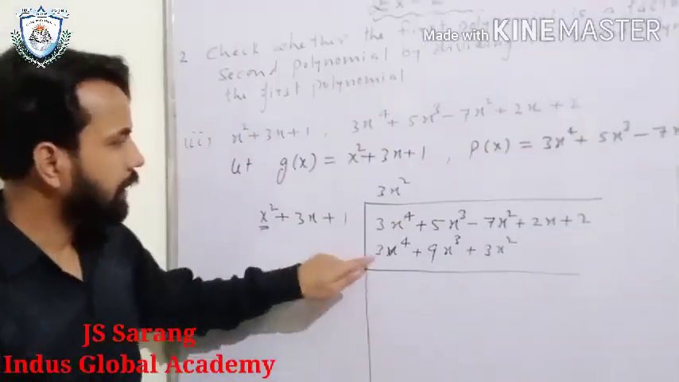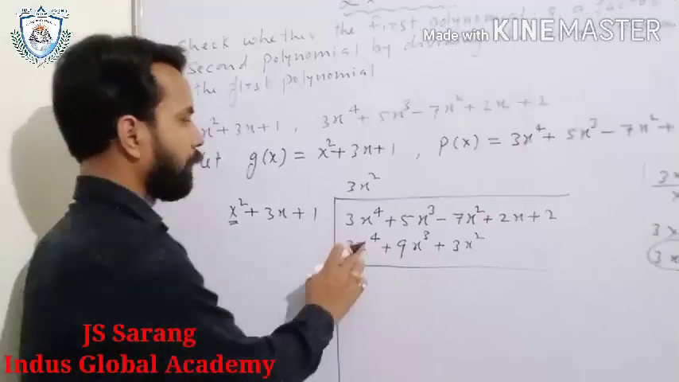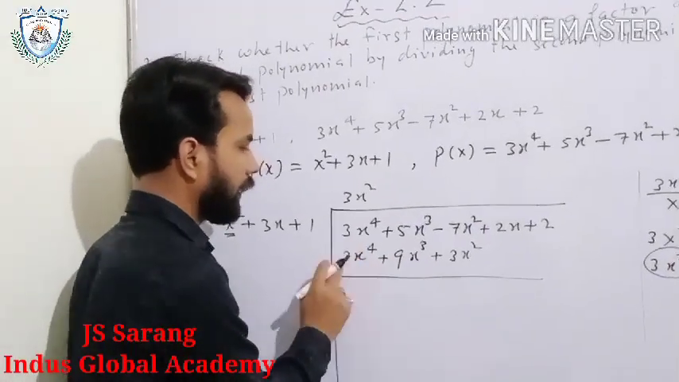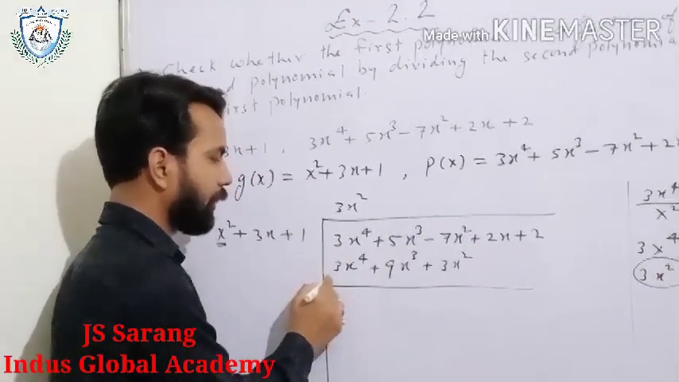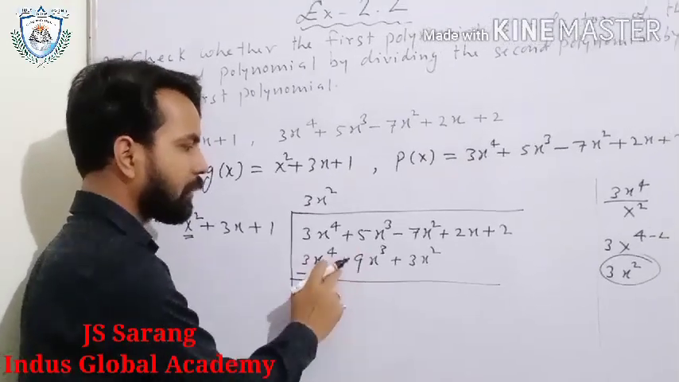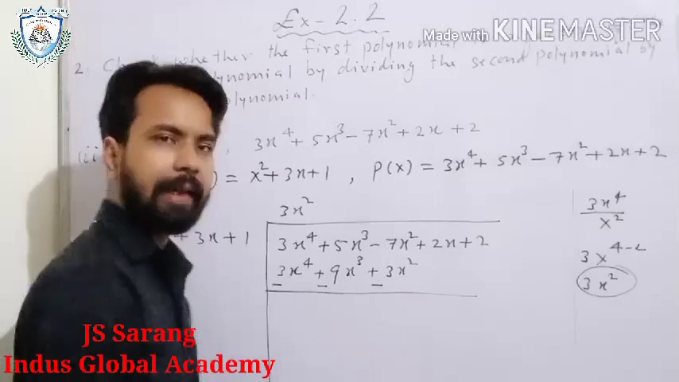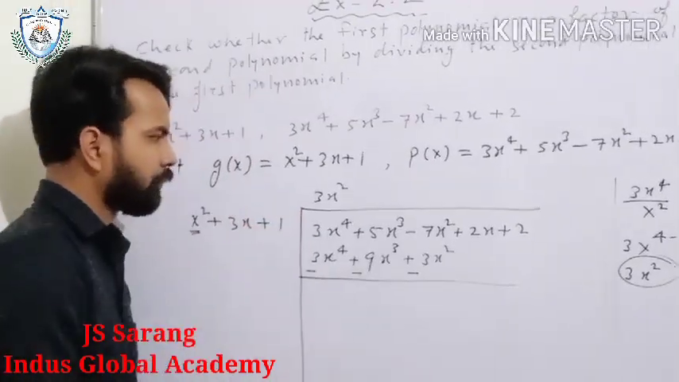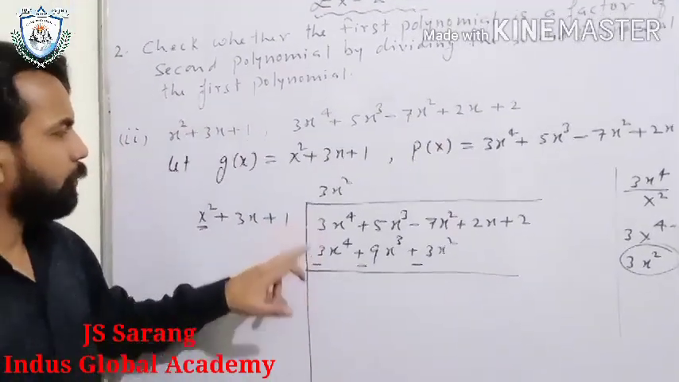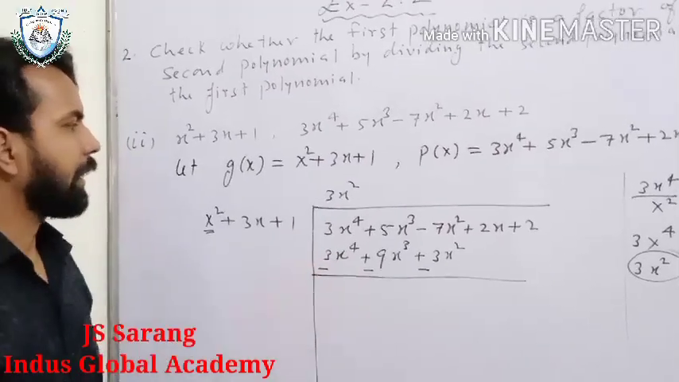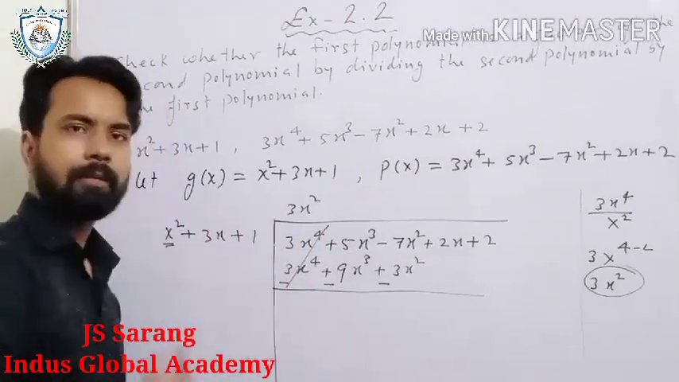Now we will change the sign of lower values. So lower values are 3x to the power 4, that is positive, so it will be negative. 9x cube is positive, it is also negative. 3x square is positive, so it will be negative. Now the very first term, 3x to the power 4 is positive and 3x to the power 4 is negative, so they will be cancelled.